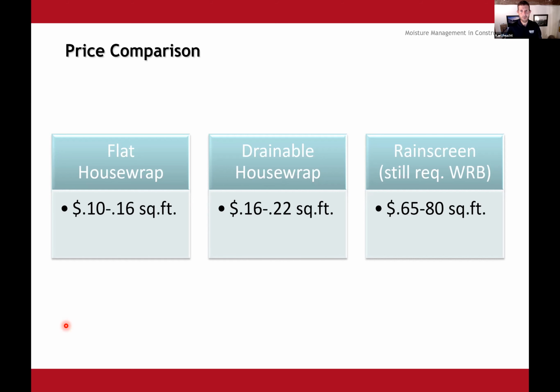However, it is the right application in certain situations, right? So where we want to get into the rain screens is our wood and our masonry. So anything using wood or masonry, we really want to talk about a rain screen. Drainable house wrap is okay. Rain screen is going to be best for those cladding materials.